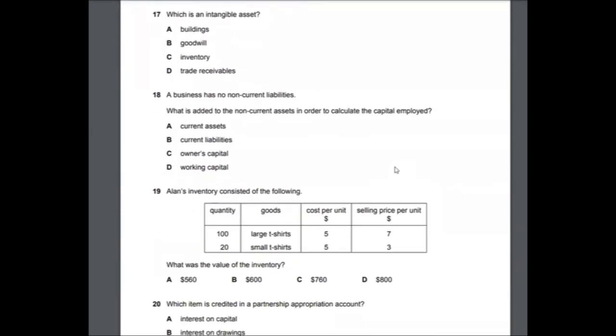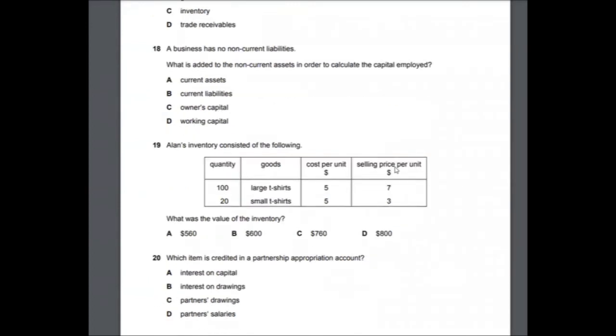Let's look at multiple choice 17, which is an intangible asset. Of course, intangible asset is goodwill in this case. 17, option B. It should not take you even a minute. It should take you 10 seconds to do this question, multiple choice 17.